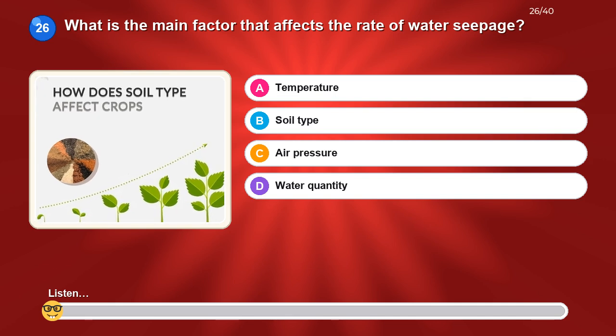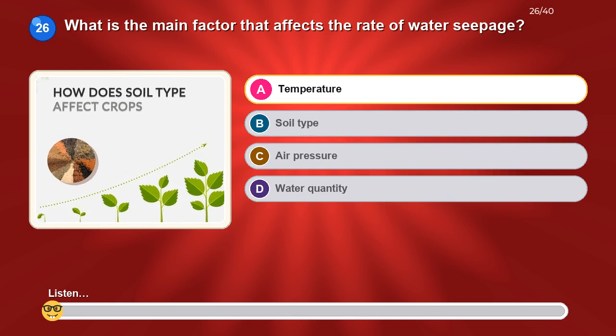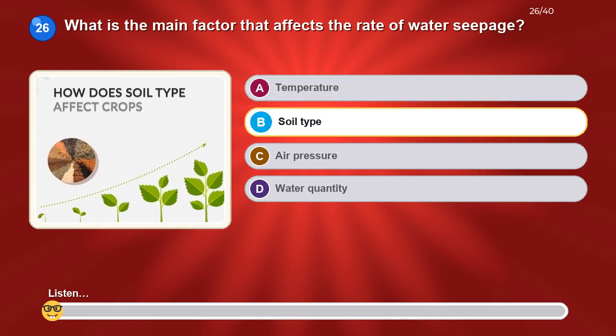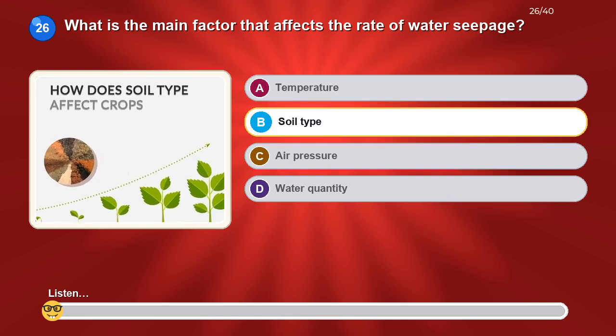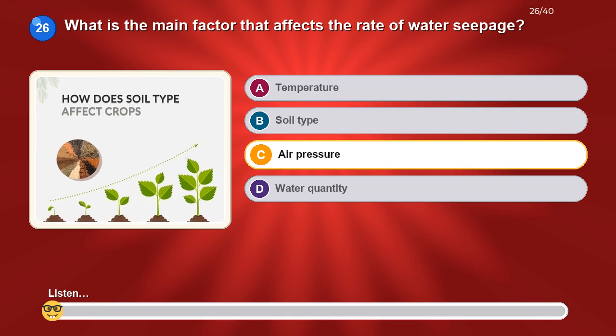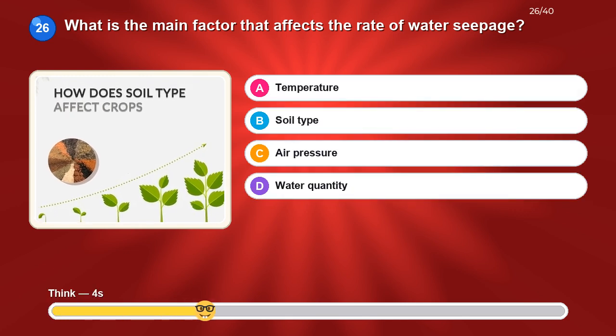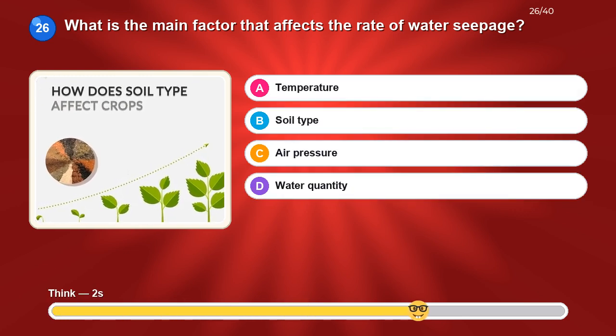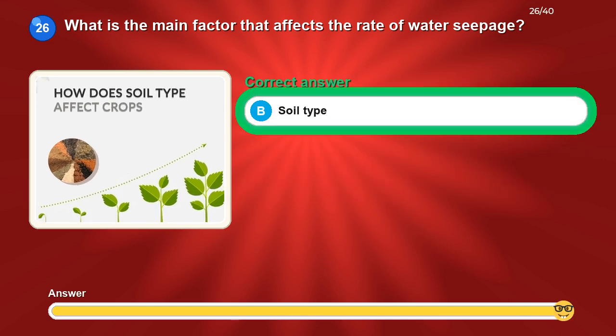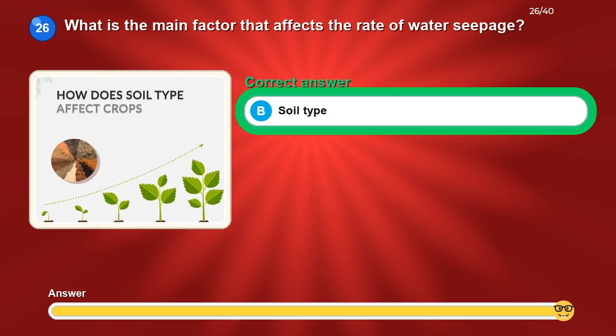What is the main factor that affects the rate of water seepage? Option A, temperature. Option B, soil type. Option C, air pressure. Option D, water quantity. The correct answer is soil type.